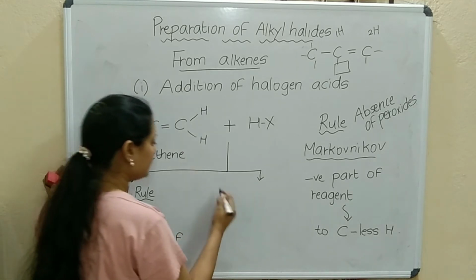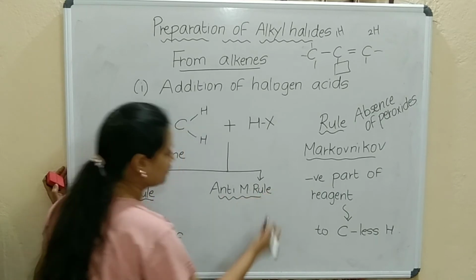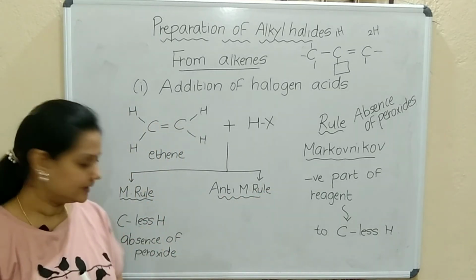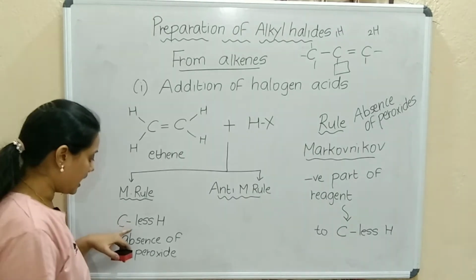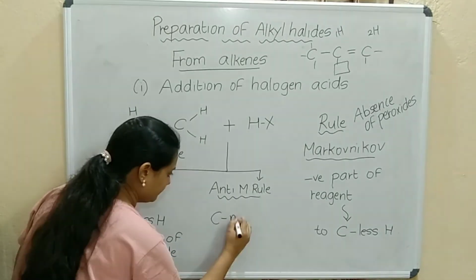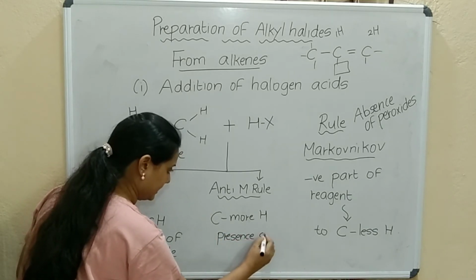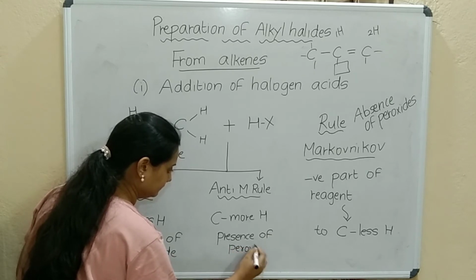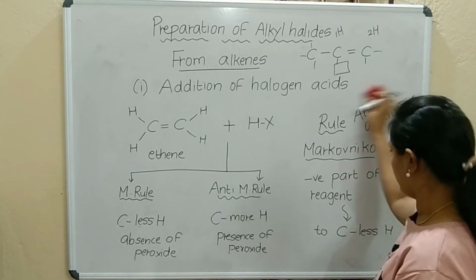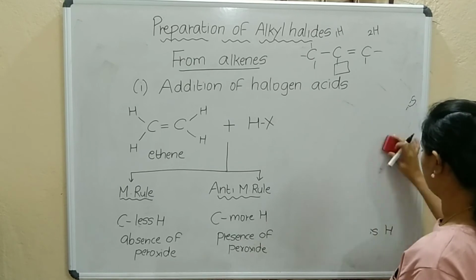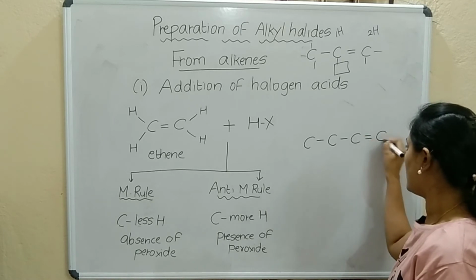Okay. Second one is anti-Markovnikov's rule. Anti-Markovnikov's rule means what? Just the opposite of that, correct? So the negative part of the reagent will attach to the carbon having more hydrogen, and it will take place in the presence of peroxide. So now let's take one more example other than propene. I'm taking one example of C double bond C.